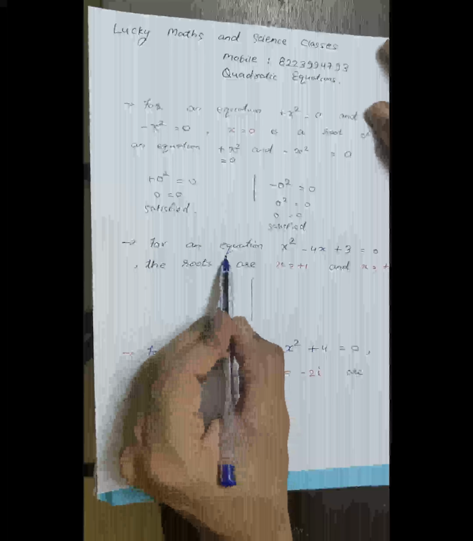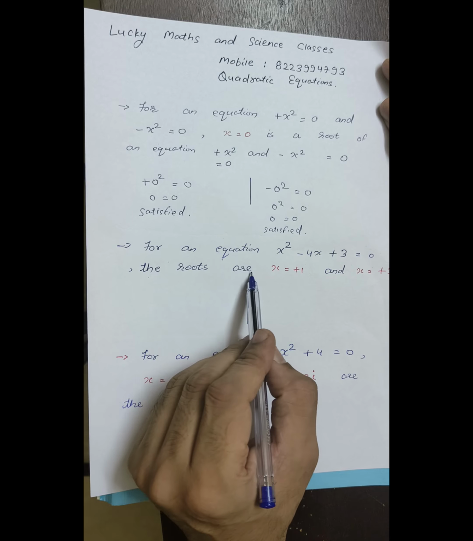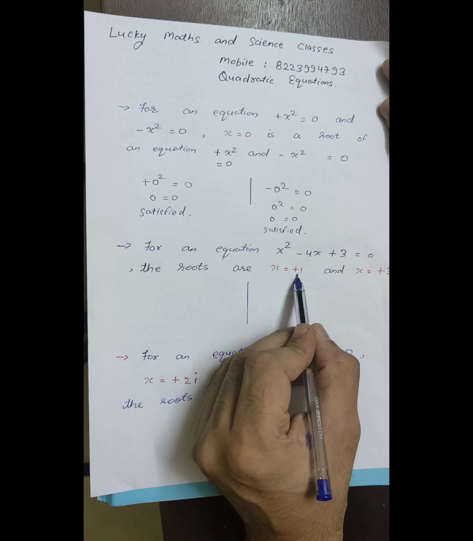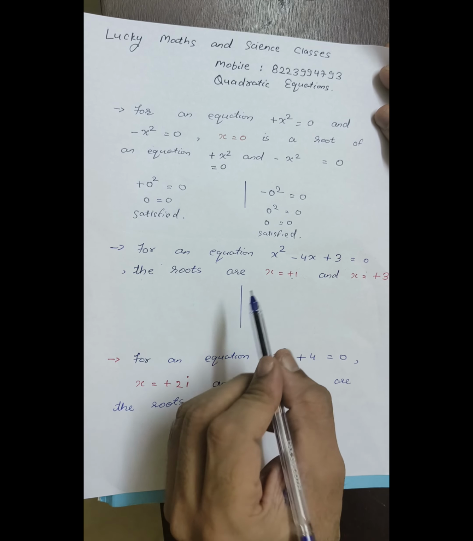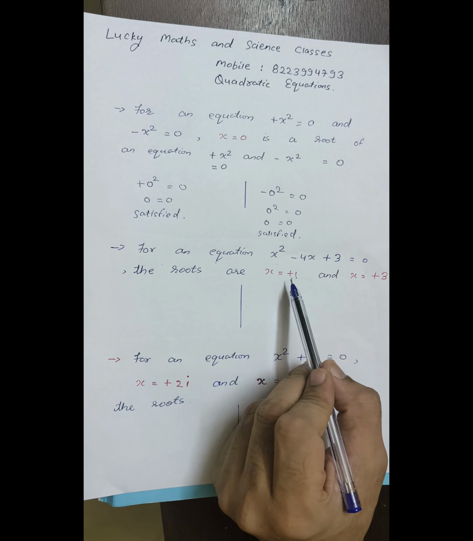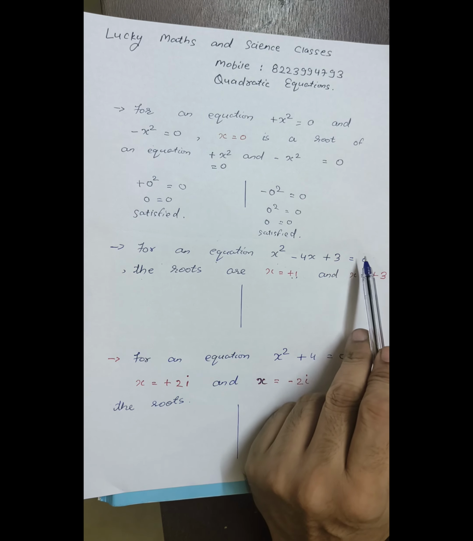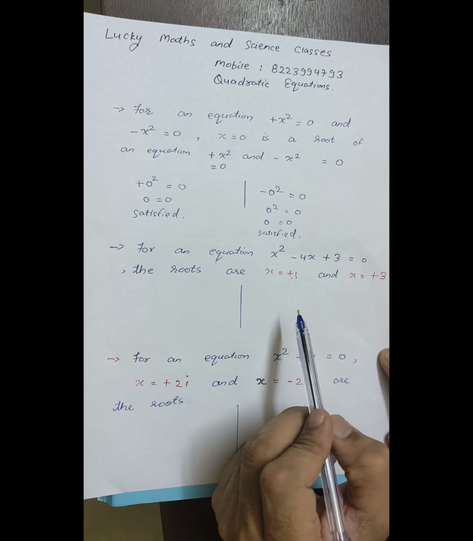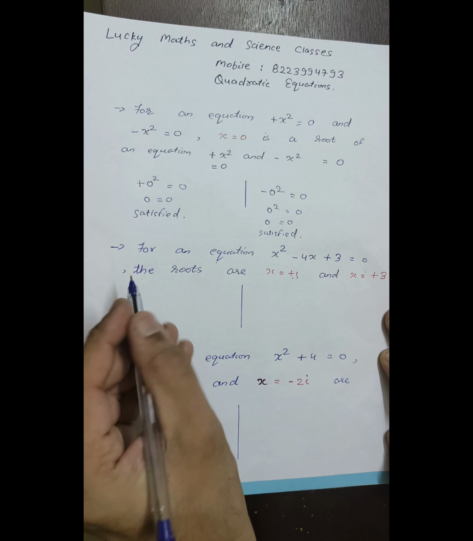For an equation x square minus 4x plus 3 equal to 0, the roots are x is equal to plus 1 and x is equal to plus 3. मीनिंग अगर हम इस इक्वेशन में x की वैल्यू 1 या फिर x की वैल्यू प्लस 3 सब्स्टिट्यूट करते हैं तो ये इक्वेशन x square minus 4x plus 3 completely gets satisfied.